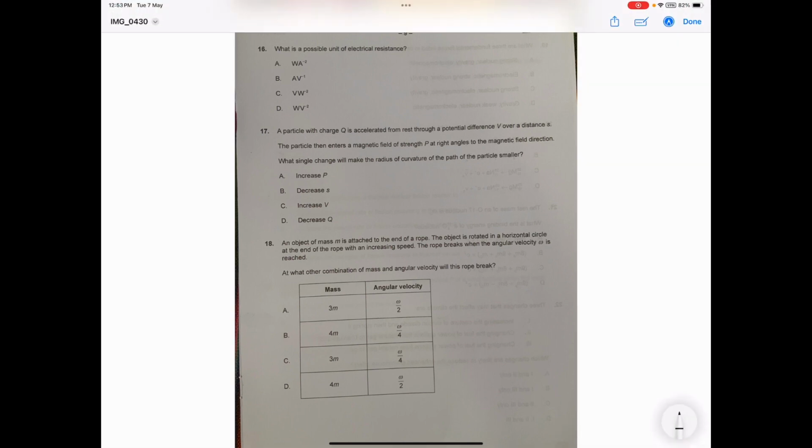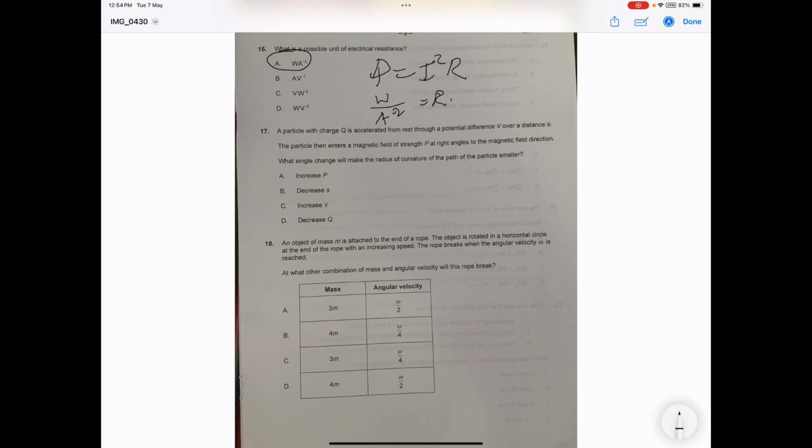Number 16, what is the possible unit of electrical resistance? Well, we know P is equal to I squared R. So then power is watts and current is amps. That's watts times amps to the minus 2, so it's going to be equal to R, so the answer is A.